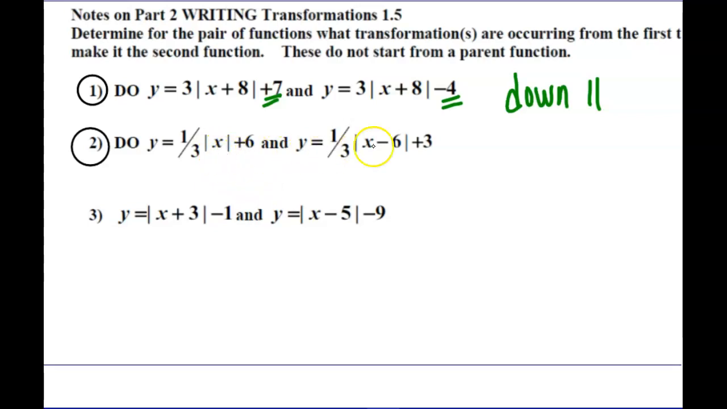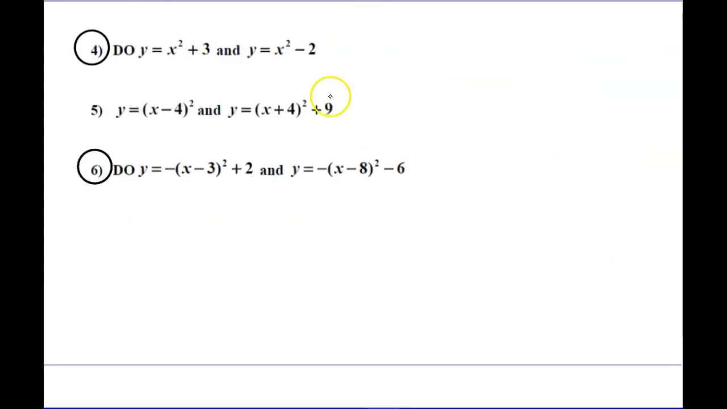Okay. Number 2, what changed? Inside here, there was nothing, and so this would do what to it? Right, 6. That was easy. But on the back, it used to be up at 6, and now it's only at 3, so it went down 3. I would not get too carried away with that kind. Like this one, this is pretty basic. It used to be up at 3, now it's down at 2. So what happened? To go from positive 3 down to negative 2, it shifted how much? Down 5.